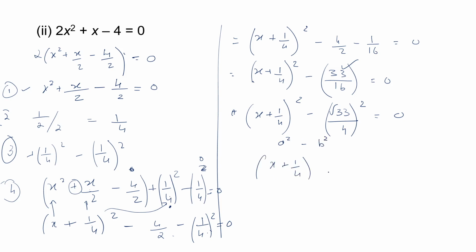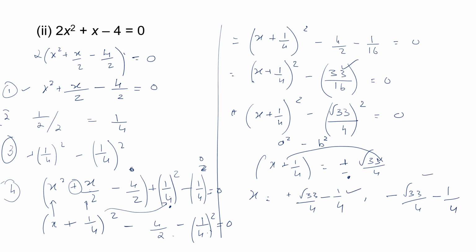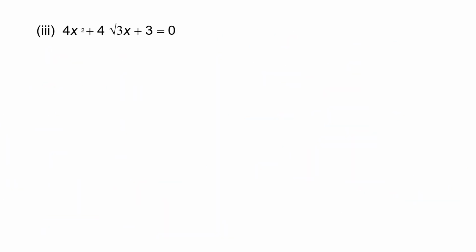So x plus 1 by 4 is equal to, taking that side, since it is a square term, it will become plus or minus. So x is equal to plus root 33 by 4, if you take this side, minus 1 by 4, that is one term, and then minus root 33 by 4 minus 1 by 4. These are the two values. Okay, same again.